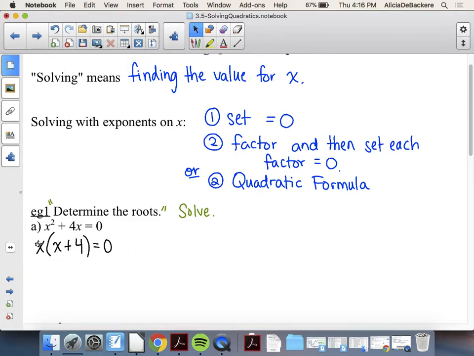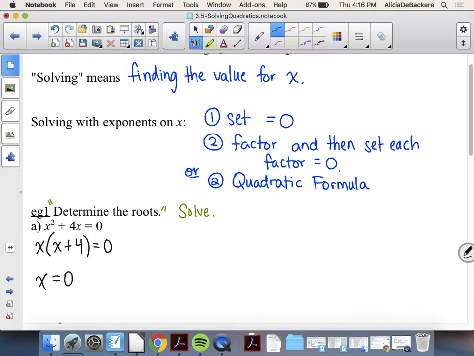Now the only way that two numbers being multiplied together will give me 0 is if the first number is equal to 0 or if the second number is equal to 0. So here I can see that the first factor has to equal 0. The first factor is just x. Or the second factor, x plus 4, has to equal 0.